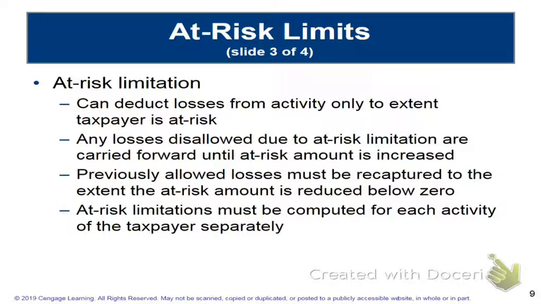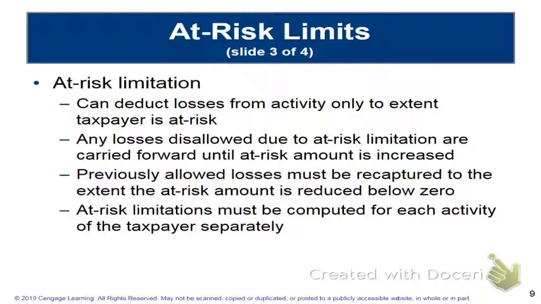All right. We can deduct losses only to the extent that our at-risk amount is there. Any losses disallowed can be carried forward. So what that means, if I have a loss, but my at-risk amount is $20,000 and my loss was $30,000, then I can take that $10,000 and carry it forward until I can deduct it. So you don't lose it. You just have to carry it forward until the company makes more money. And then when the company gives me that $10,000 I just made, now I can deduct that $10,000 loss.